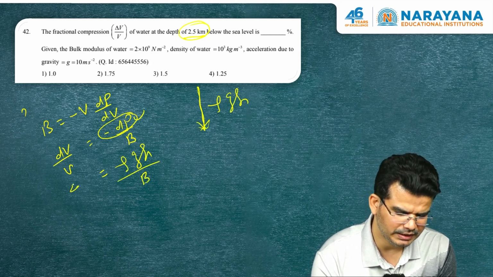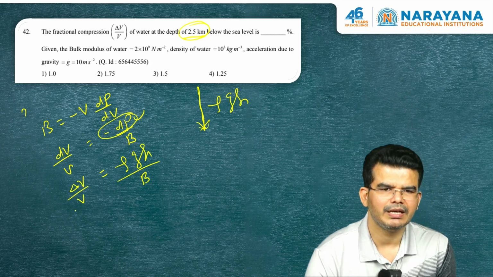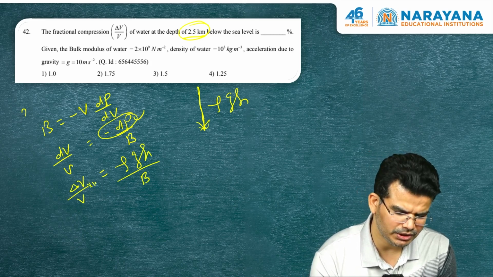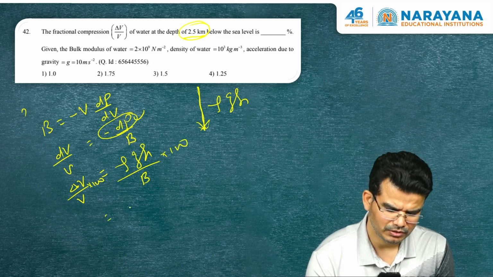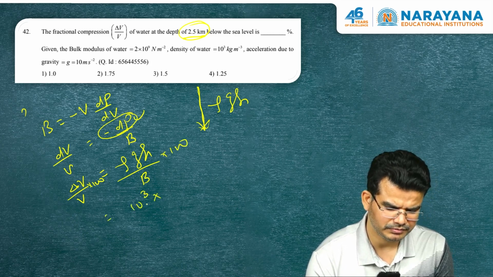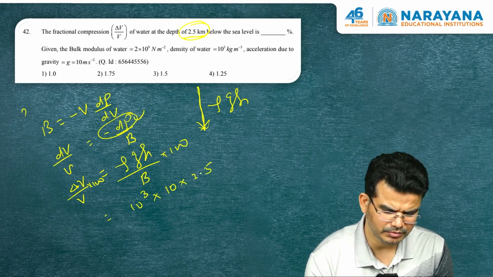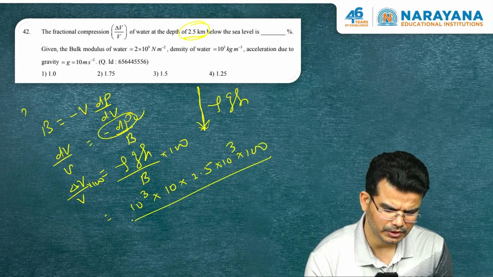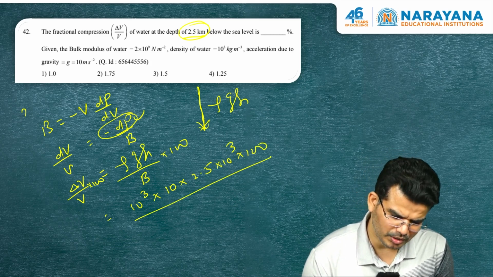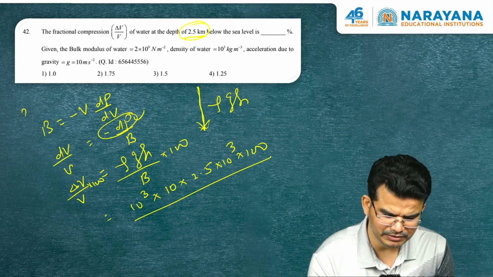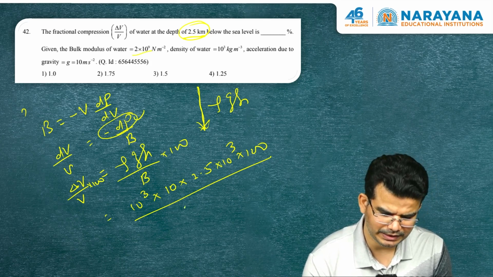This is delta V by V. They are asking for percentage, so multiply by 100, and simply put in the values. Rho is 10 raised to power 3, g is 10, H is 2.5 kilometer, that is 2.5 into 10 raised to power 3, and again multiplied by 100, upon B. The bulk modulus value is given in SI unit, just check units. So 2 into 10 raised to power 9.